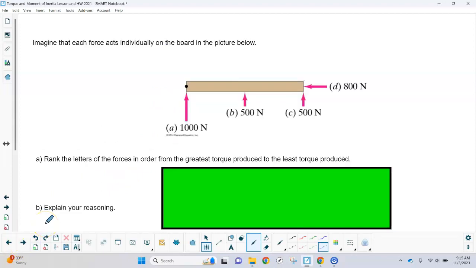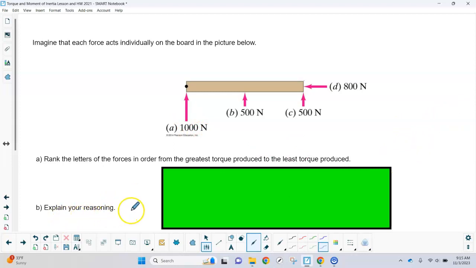So our first situation here that I want you to think about is we have this board. The point of rotation is here, this black dot, and we are going to apply these different forces on the board, force A, force B, force C, force D. You can read their amounts, and they're applied at these positions as shown in the picture, and we're trying to determine which of these forces, A, B, C, or D, is going to create the greatest amount of torque. And then we're going to rank them from the greatest amount of torque to the smallest. And then we're supposed to explain our reasoning.